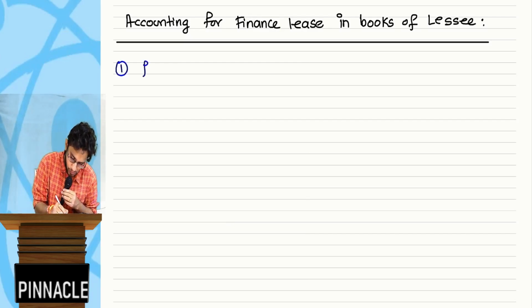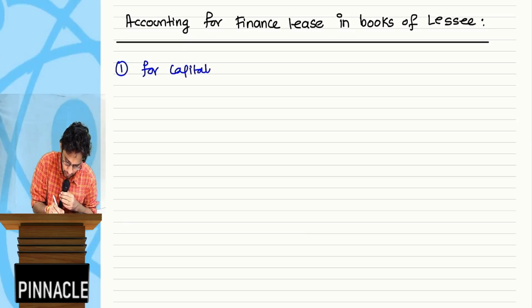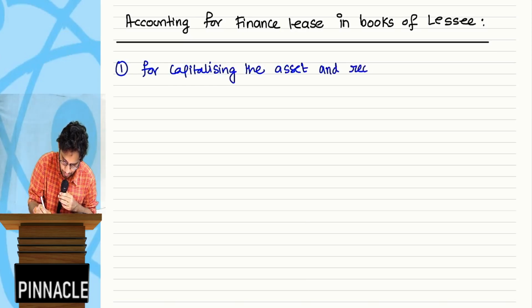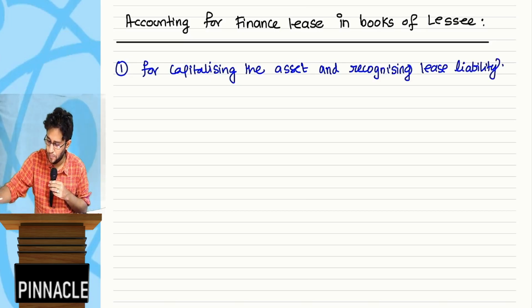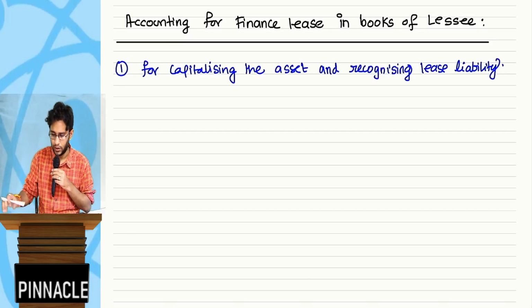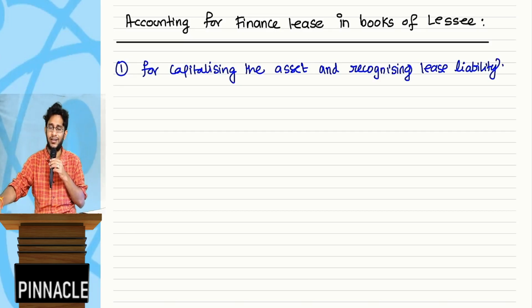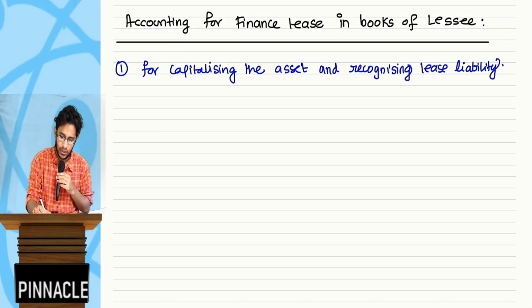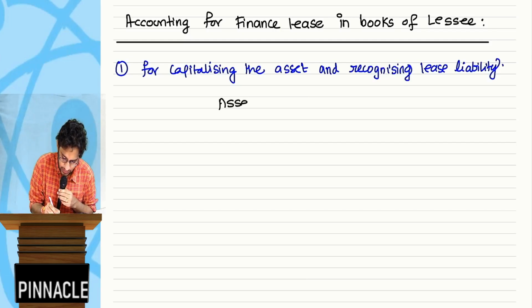First one, for capitalizing the asset and recognizing lease liability. So what entry will you write on day one for recognizing the asset and also recognizing a lease liability? That's all, sir, simple entry. Asset on lease account debit.